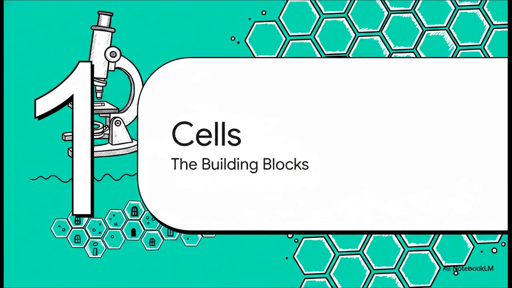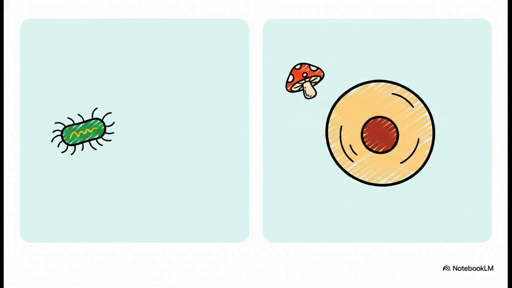Section 1. The building blocks, cells. To really understand this, we have to start small, very small. Back in 1665, a guy named Robert Hooke looked at thin slices of cork under a microscope and changed biology forever. He saw these tiny box-like structures and called them cells because they kind of looked like the simple little rooms in a monastery. Now, the crucial thing to remember is that all living cells basically split into 2 main camps based on how they store their genetic code.